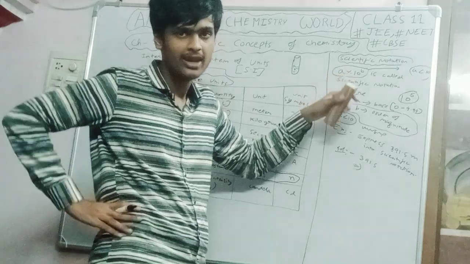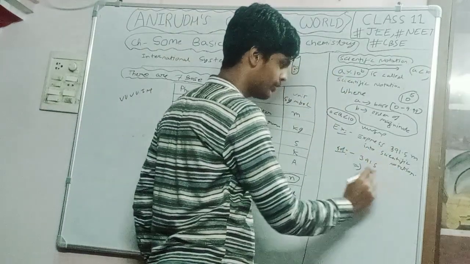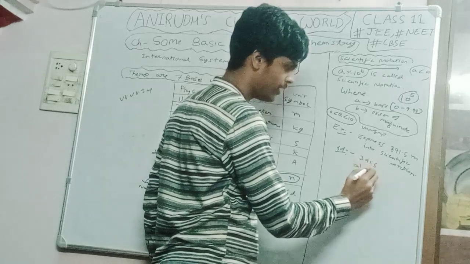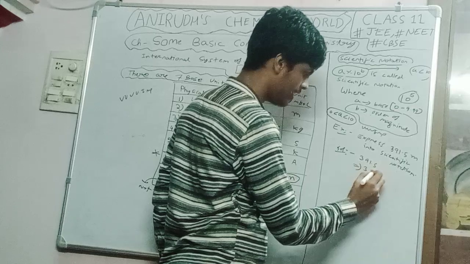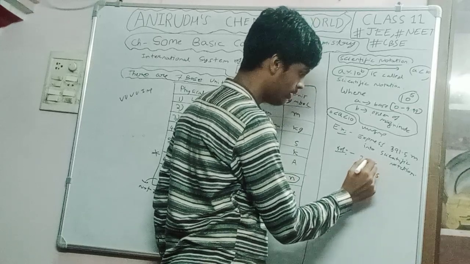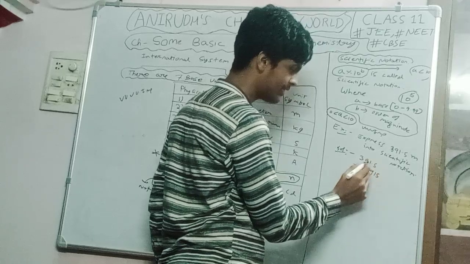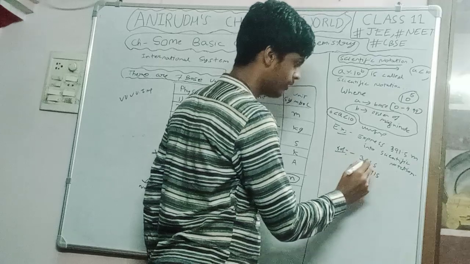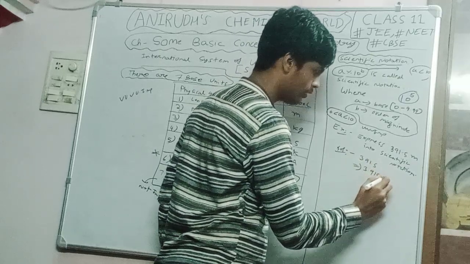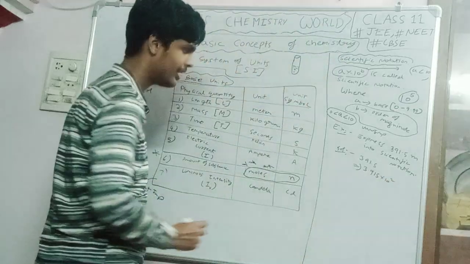That is the rule of scientific notation: A should lie between 0 to 10. Okay, to express 391.5 in scientific notation, you need to write it as 3.915. How many places did it move to the left side? 1, 2. Right? So you need to express it as 10 to the power of 2.